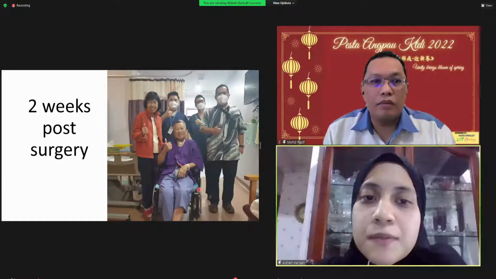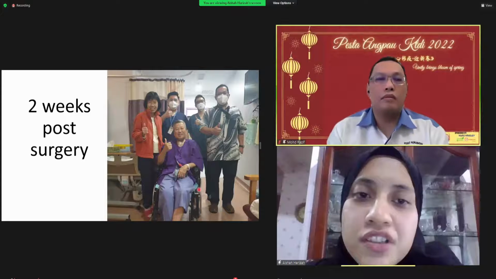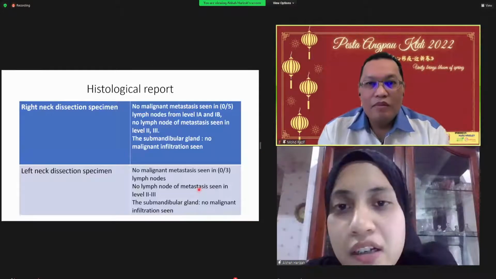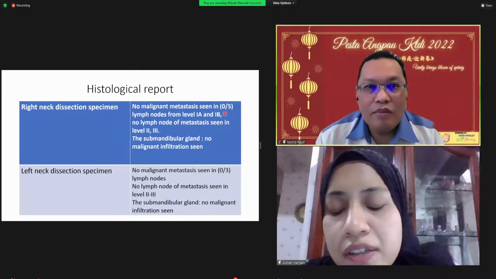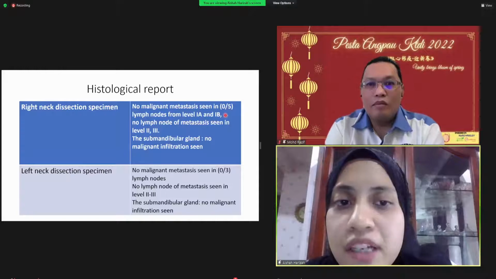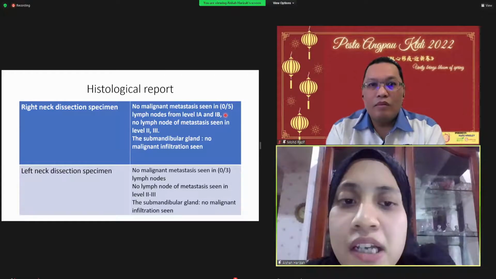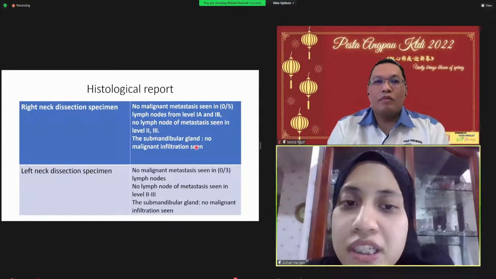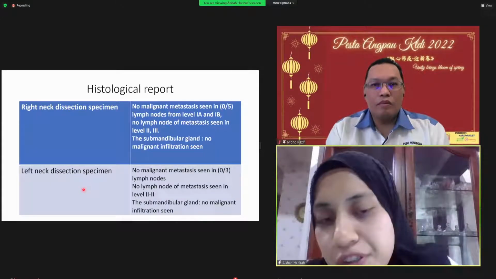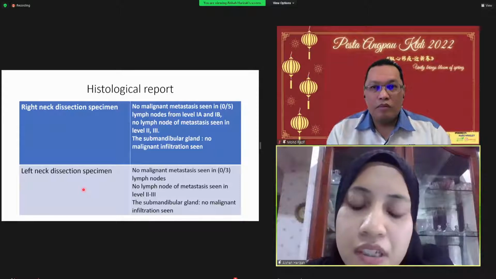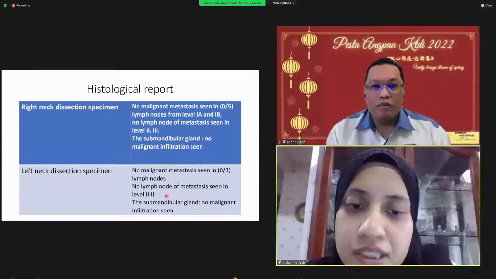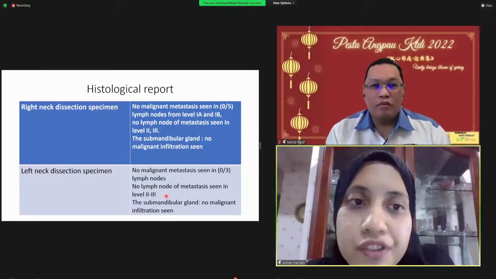So this is the final histological report for the surgery. On the right side, there are 5 lymph nodes that we took from the right neck dissection specimen, and all are negative for metastasis. And the submandibular gland, there is no malignant infiltration seen also. For the left neck dissection specimen, about 3 lymph nodes were taken, and there is no malignant metastasis seen. Also, the submandibular gland has no malignant infiltration seen.